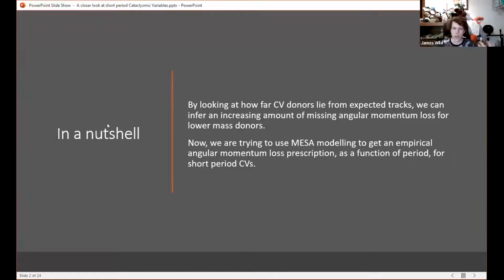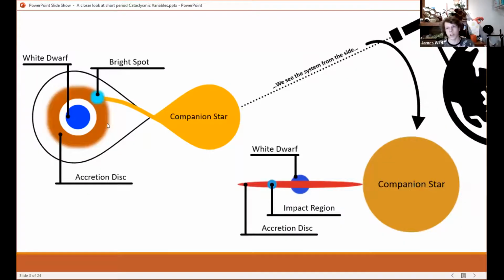So first, let's have a primer on what a CV looks like and how it evolves. A CV only really has a handful of components. You've got the more massive white dwarf and the less massive companion star. And the companion is overfilling its Roche lobe just slightly, so matter is being ejected from its surface and falling down onto the white dwarf.